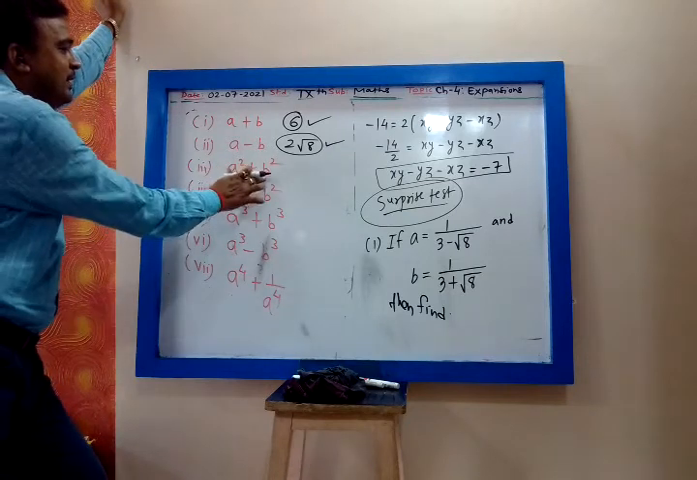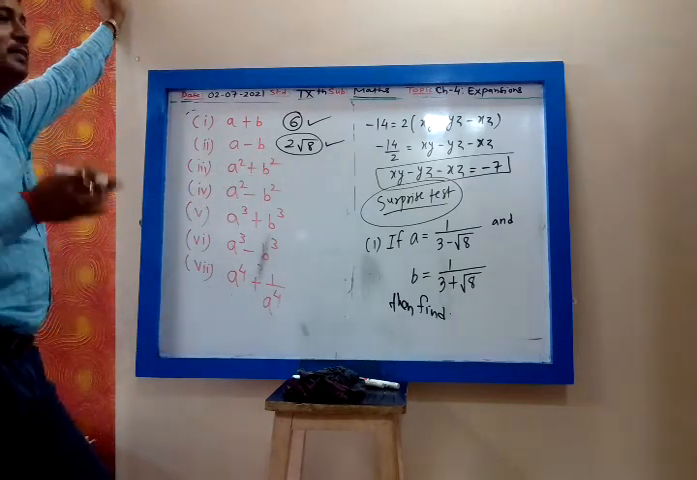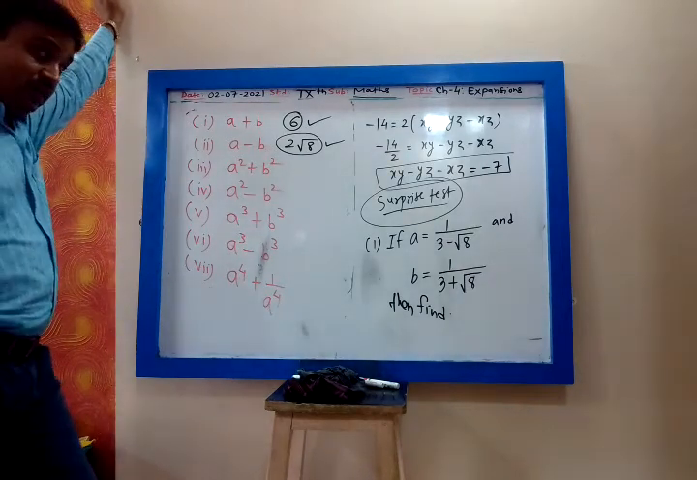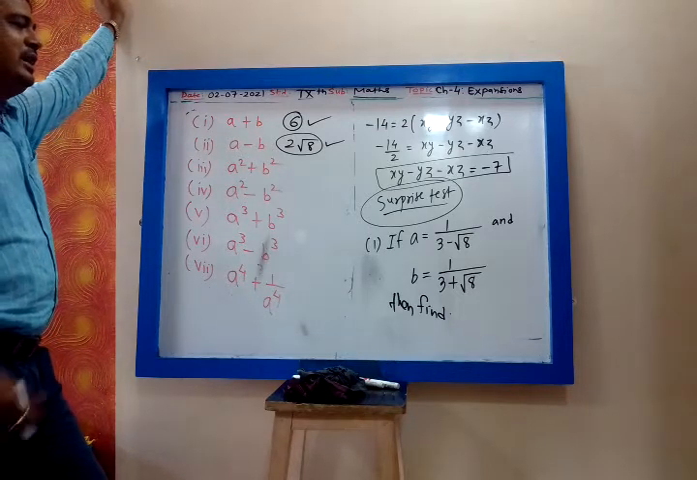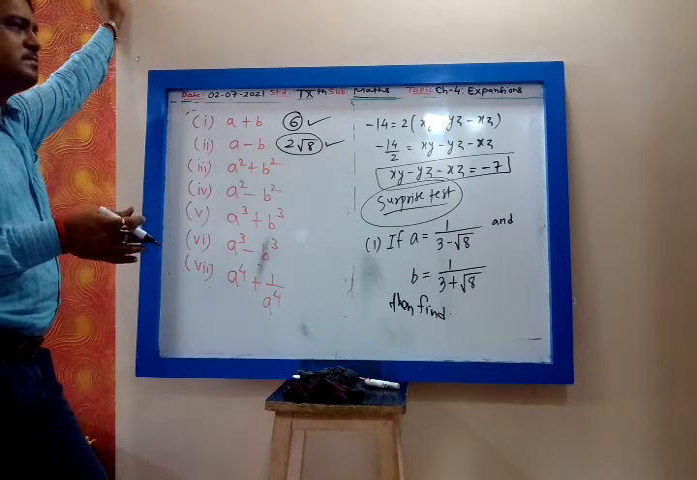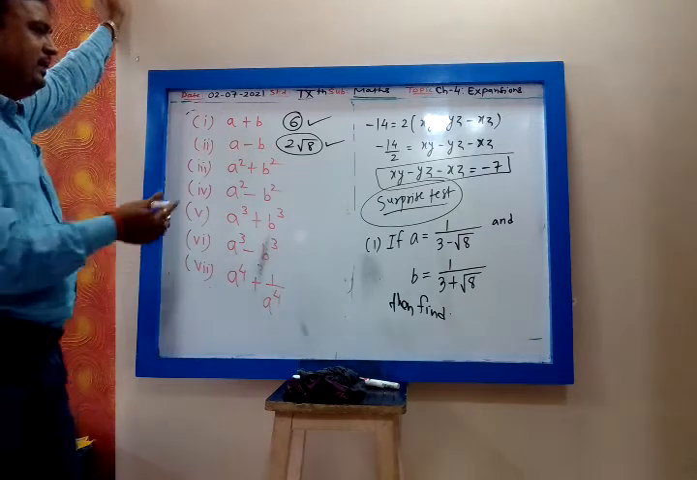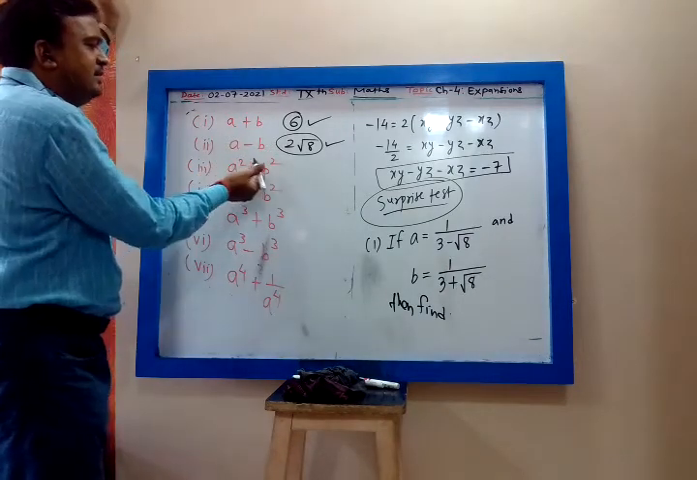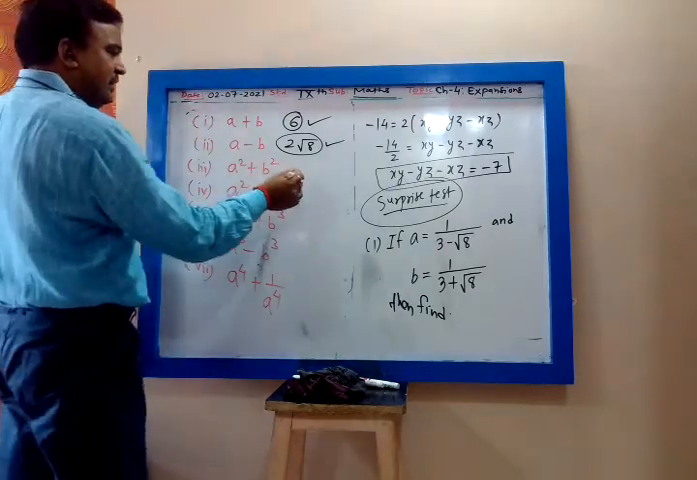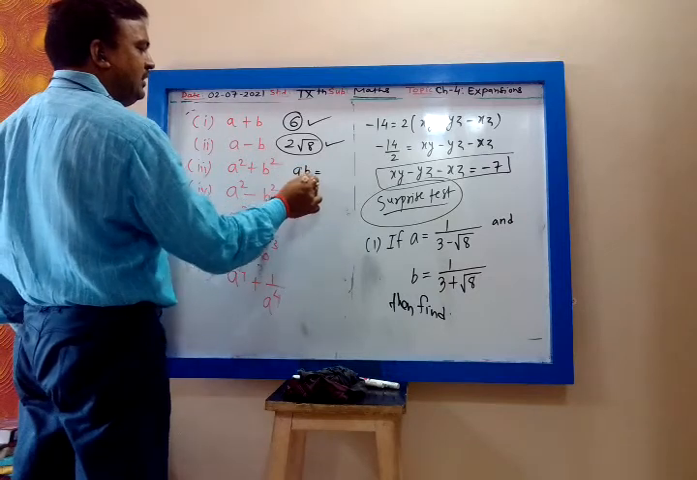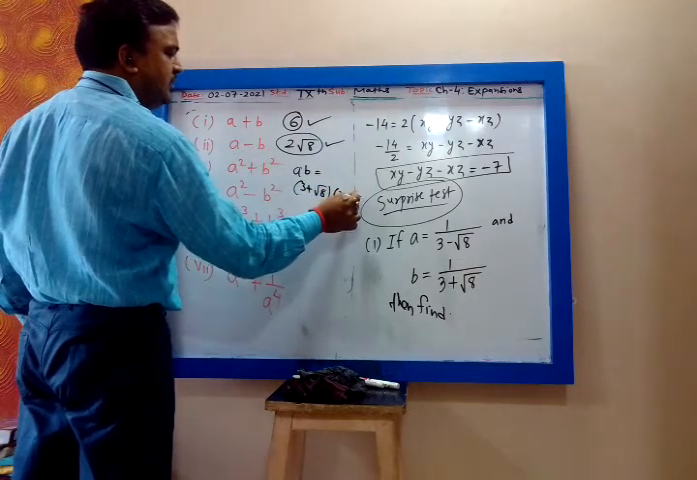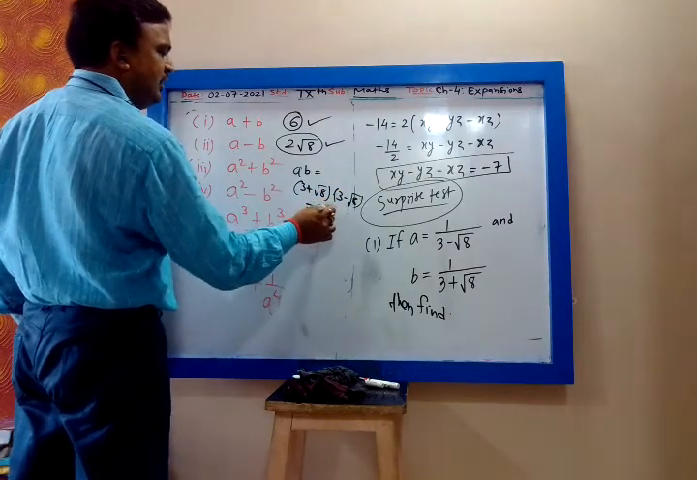For a square plus b square, first you have to find ab, my dear. First you have to find ab. ab will be 1. Yes or no? My dear, do not substitute the value and simplify. If you substitute the value and simplify, calculation will be complicated. See here, you have to find ab. What is ab? A is 3 plus root 8, b is 3 minus root 8. So a plus b into a minus b. What is that? 9 minus 8, 1. ab is 1.